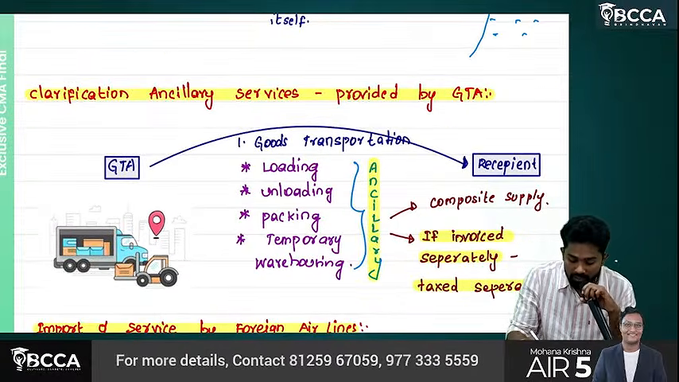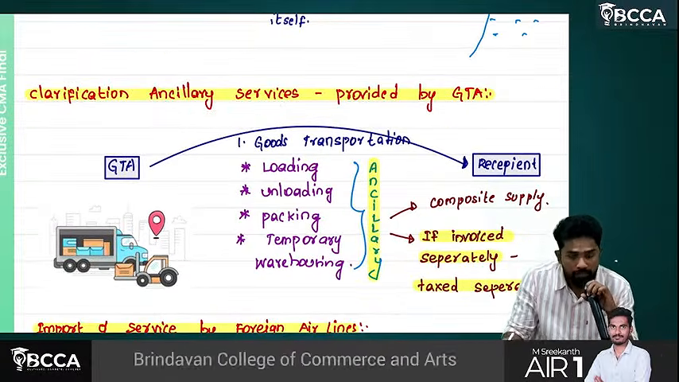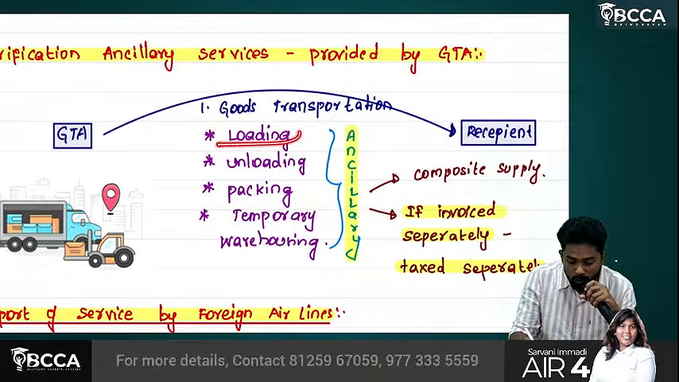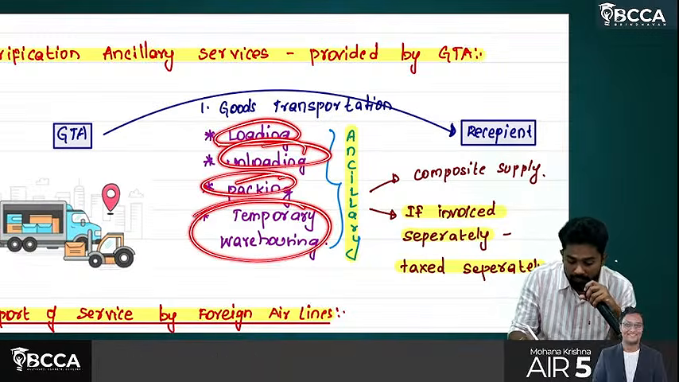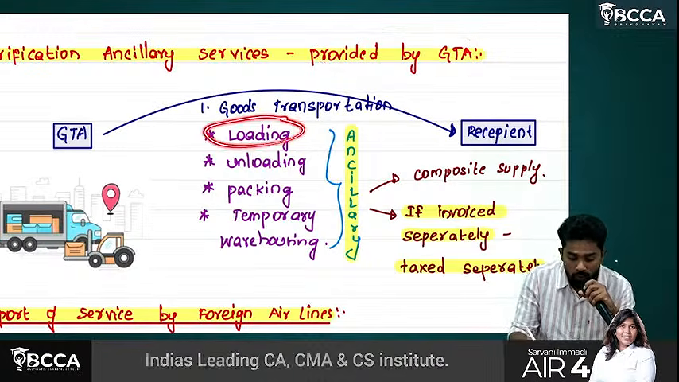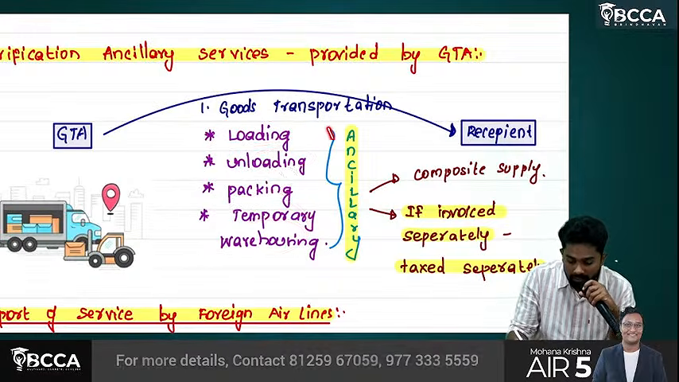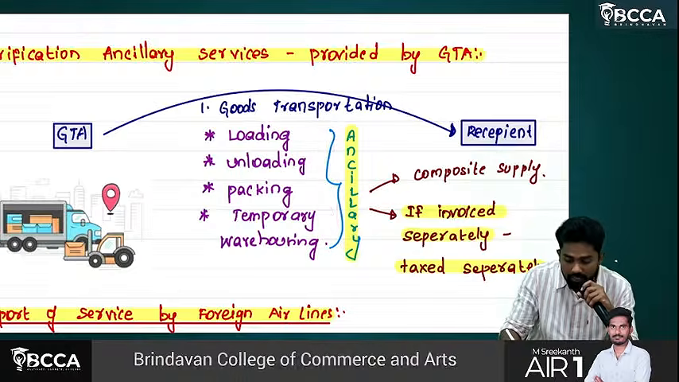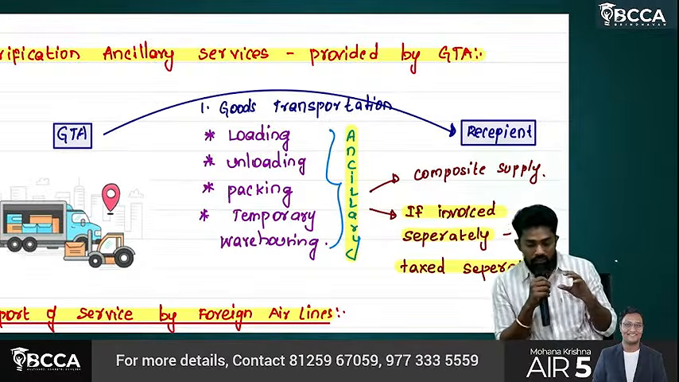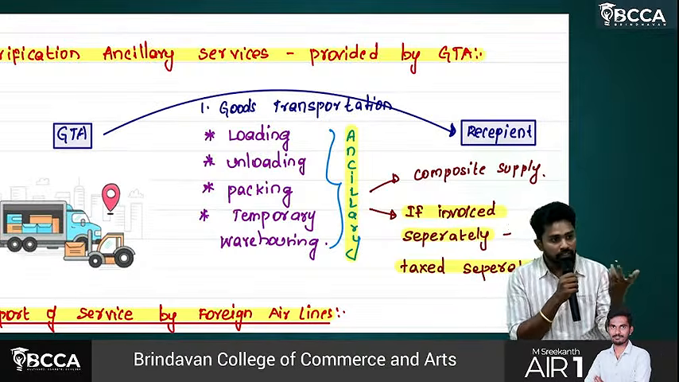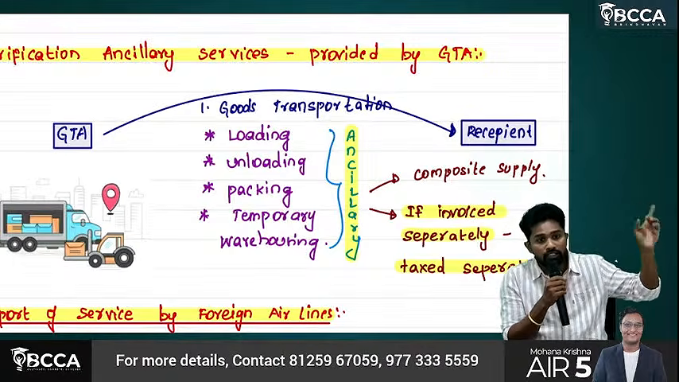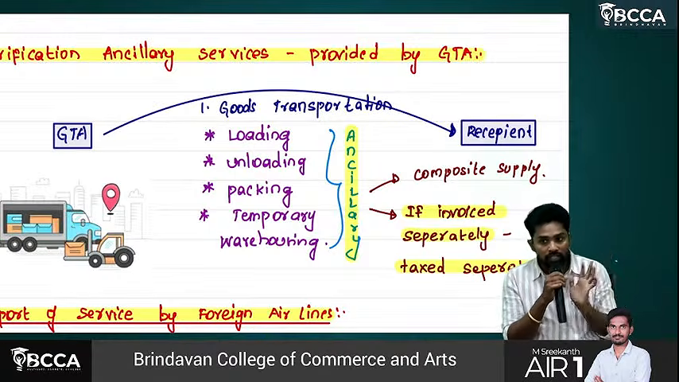Then clarification on ancillary services provided by GTA. GTA normally does what? Goods transportation. What extra are they providing? They are providing loading, unloading, packing and even temporary warehousing services along with GTA services. When they provide such ancillary services, they are a composite supply with the GTA. The normal GTA service is taxable at 5% or 18%. Previously it used to be 5 and 12. Now there is no 12%, sir, it is 5 or 18.